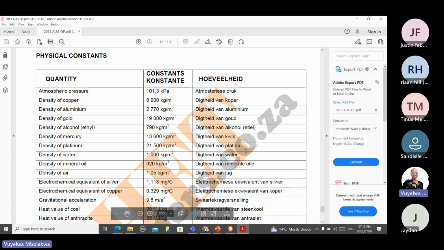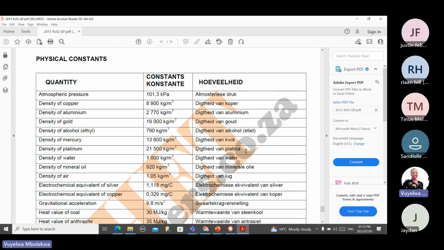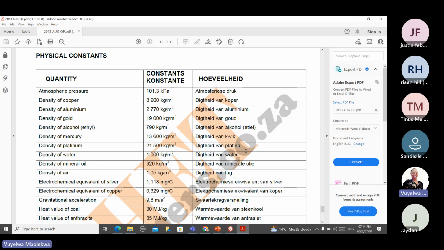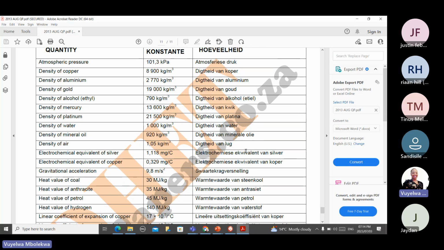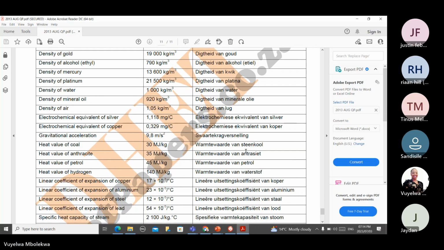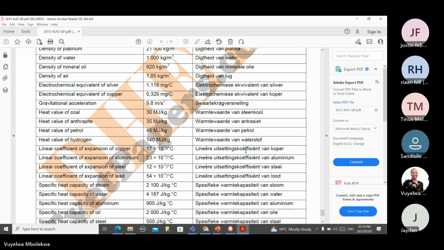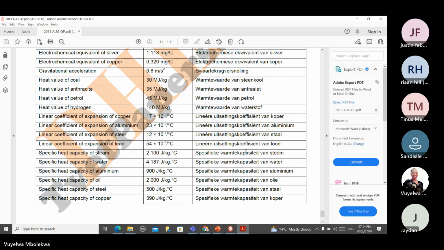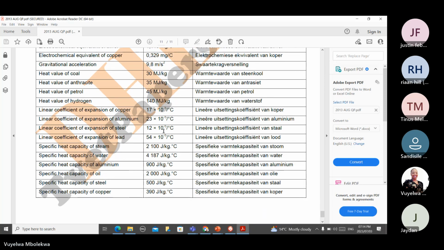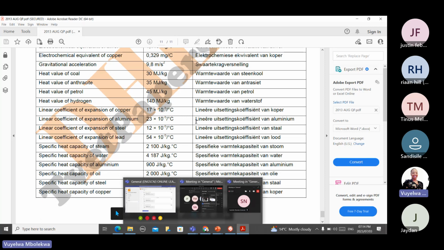I believe you've been to your question paper, because your question paper gives this page as well, physical constants. Now at N2, this was just a little bit of information at the beginning of the question paper. Now at N3, it's a whole page. Have you come across this page? This is where you'll find your specific heat capacities. You've got one for steam, for water, for aluminium, for oil, for steel, and for copper.